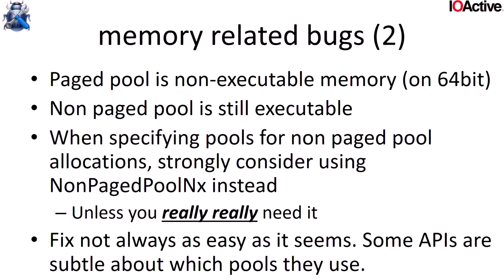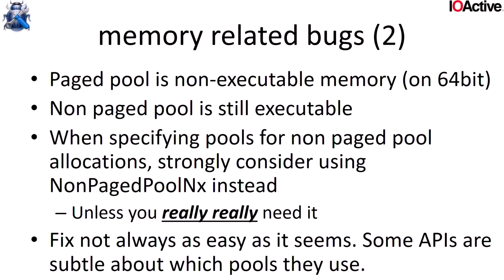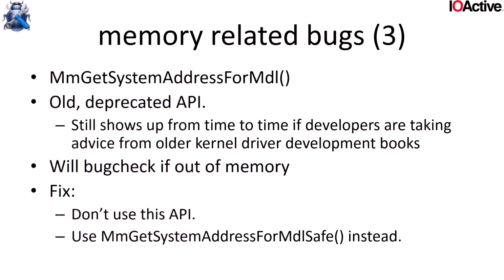It's not a bug per se by itself. This non-executable non-page pool is really a mitigation for exploitation. And so the idea is that if you use this incorrectly, you're kind of killing a mitigation. And so basically, the idea is that you use the non-page pool only if you're going to do non-page pool executable allocations.